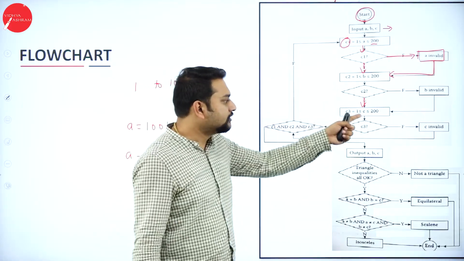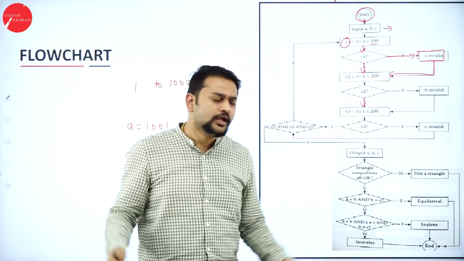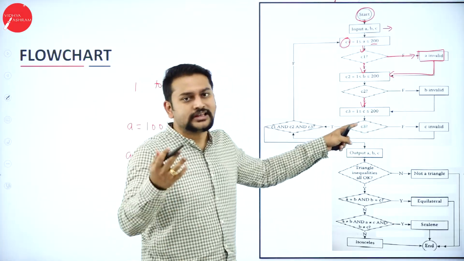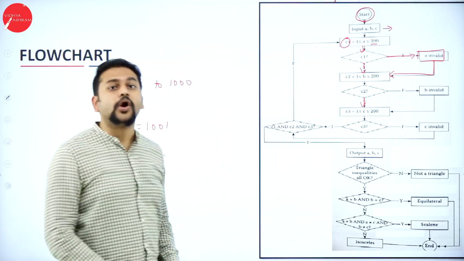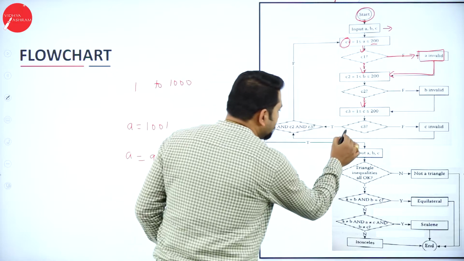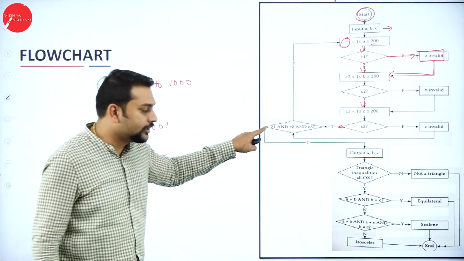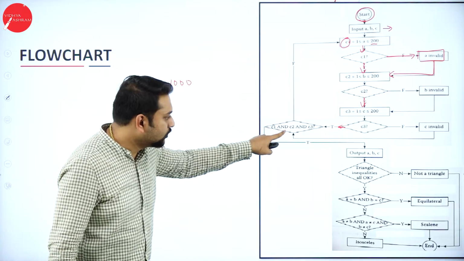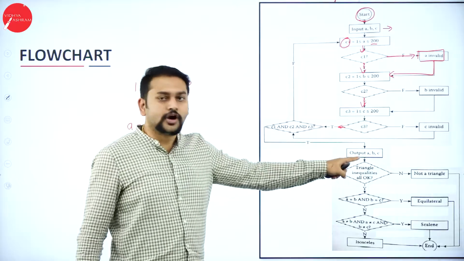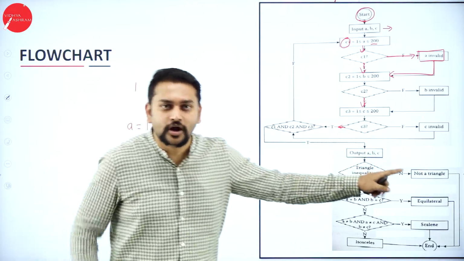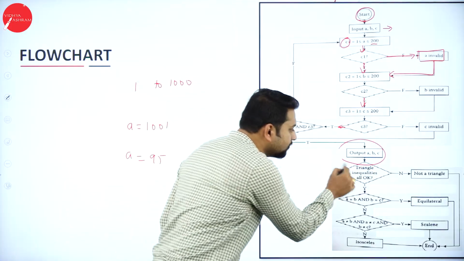Again, it will check for the third one. If you have entered the value within the range, it will go for the next one. Otherwise, it will say invalid. Suppose you have entered correctly. What will happen? Please observe here, that is very important. C1 and C2 and C3 you have entered, so it is going for an output. A, B, C is going for an output.